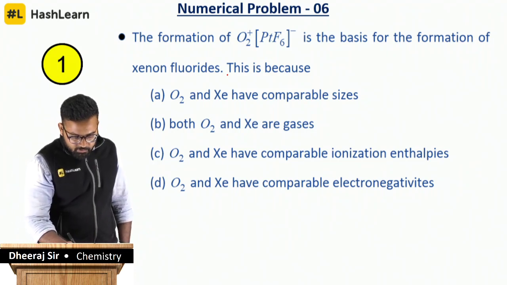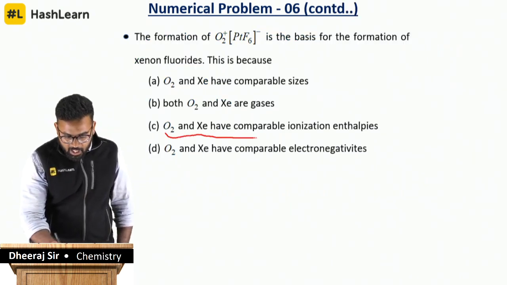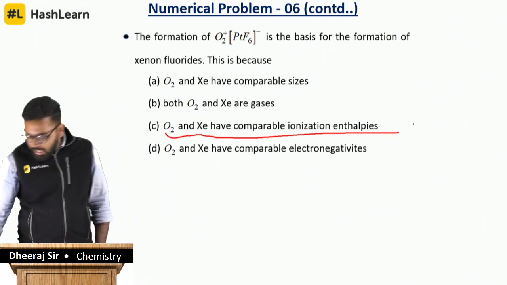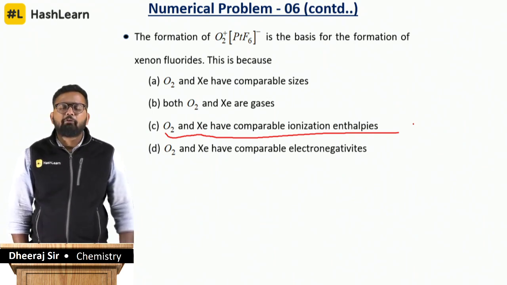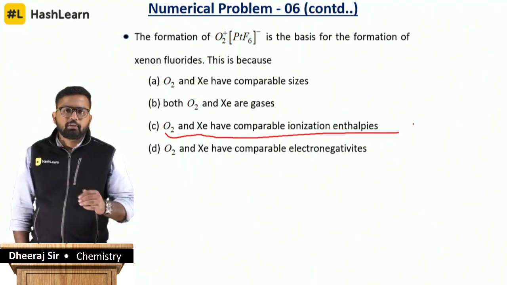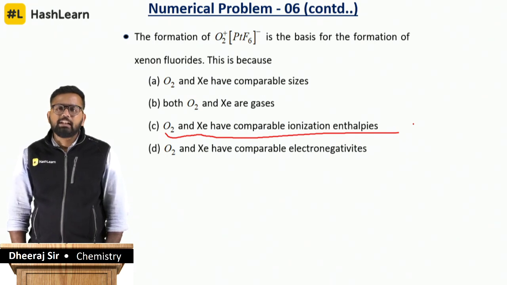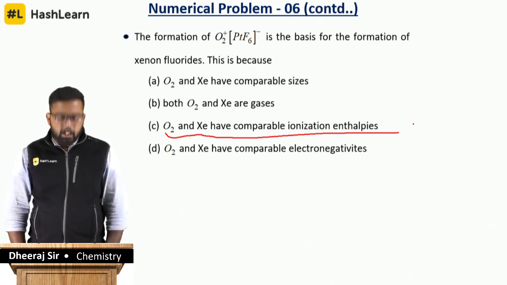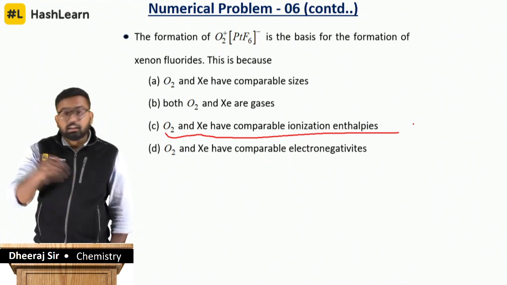Good. Sakshi gives us the right answer. The right answer is oxygen and xenon have comparable ionization enthalpies. You don't have to break your heads too much. You just have to answer to the point. So answering to the point in 17th group elements will fetch you quite some marks at your All India examination, which are going to be conducted very soon.